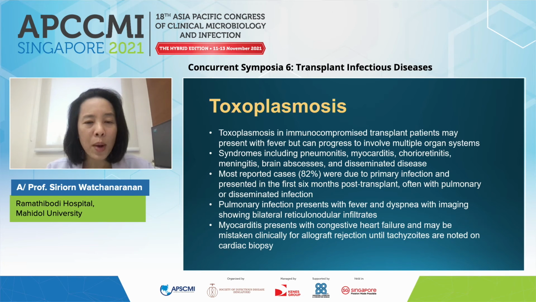Toxoplasmosis in the immunocompromised host is lethal, and symptoms can be fever, and then the patient can progress to multi-organ involvement or disseminated infection. Most reported cases, about 82%, were due to primary infection and presented in the first 6 months post-transplant, often with pulmonary or disseminated infection. Sometimes the patient was missed as heart failure until a heart biopsy was done and they identified the tachyzoites in the tissue. Next slide, please.